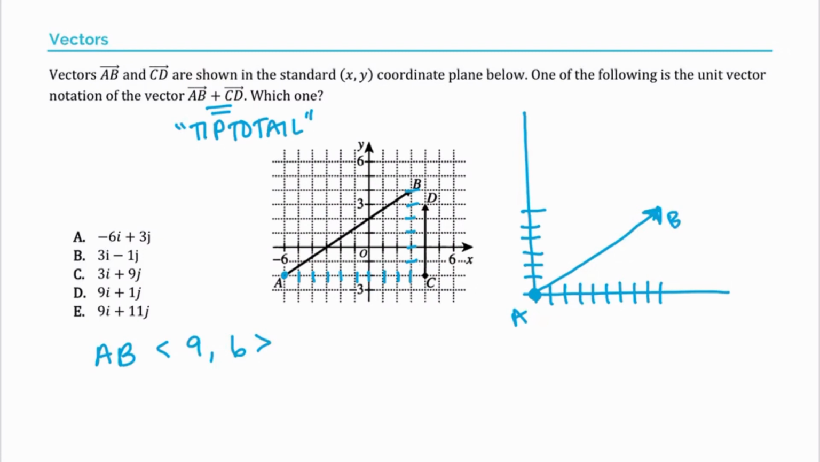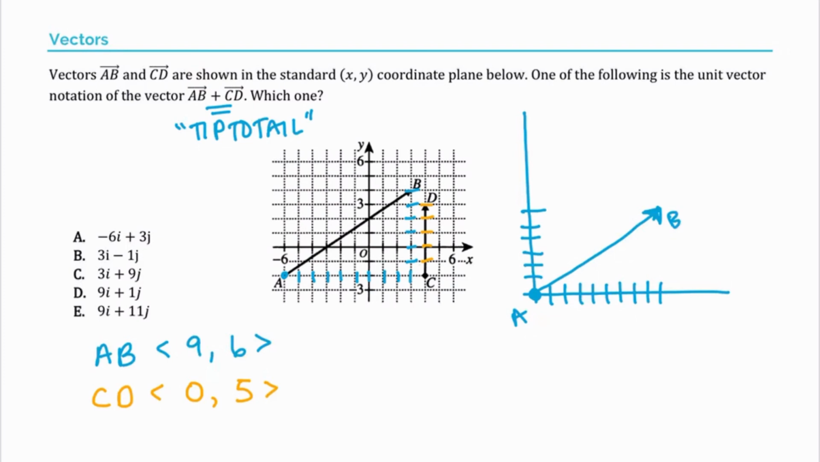Now, if I want to take vector AB and add vector CD, well, looking at vector CD, it doesn't move to the right or the left at all, but it just goes up by 1, 2, 3, 4, 5. So vector CD has 0 movement to the right or left, and then it goes up 5.